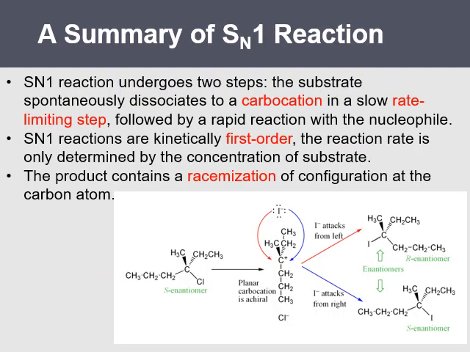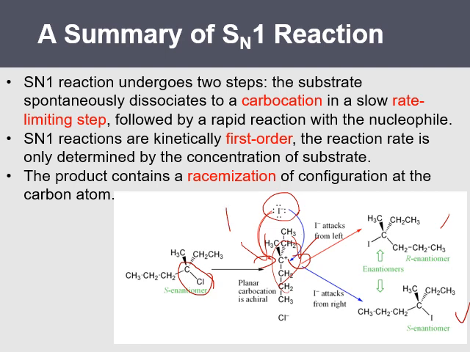Summary of SN1 reaction. SN1 undergoes two steps. The first step is the carbon-halide bond breaking, which forms a carbocation. And the carbocation is a planar structure with an empty p orbital. And the second step is a nucleophile attacking the carbocation from both faces, and that gives you a racemic mixture.